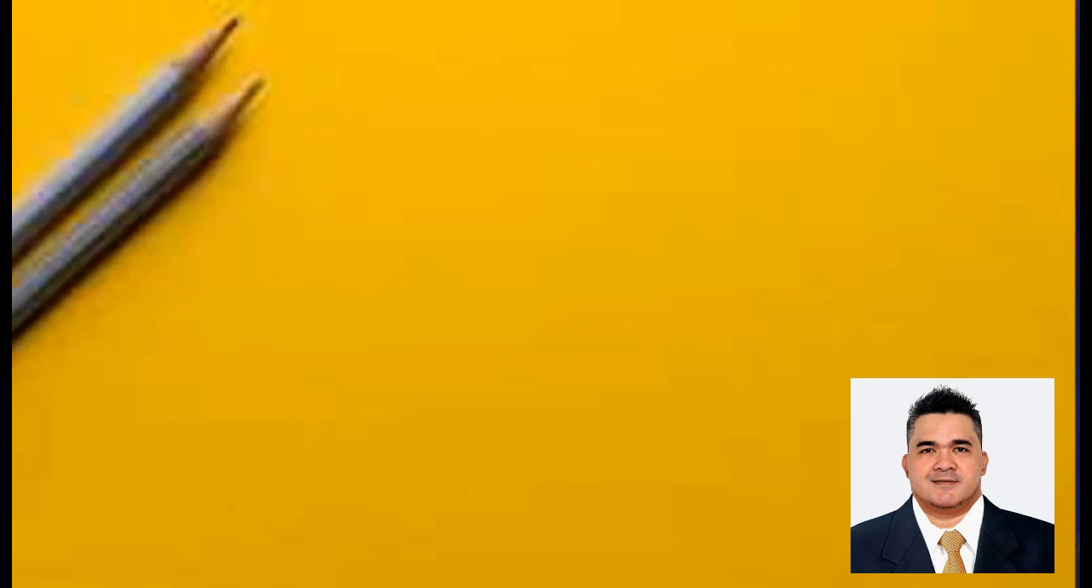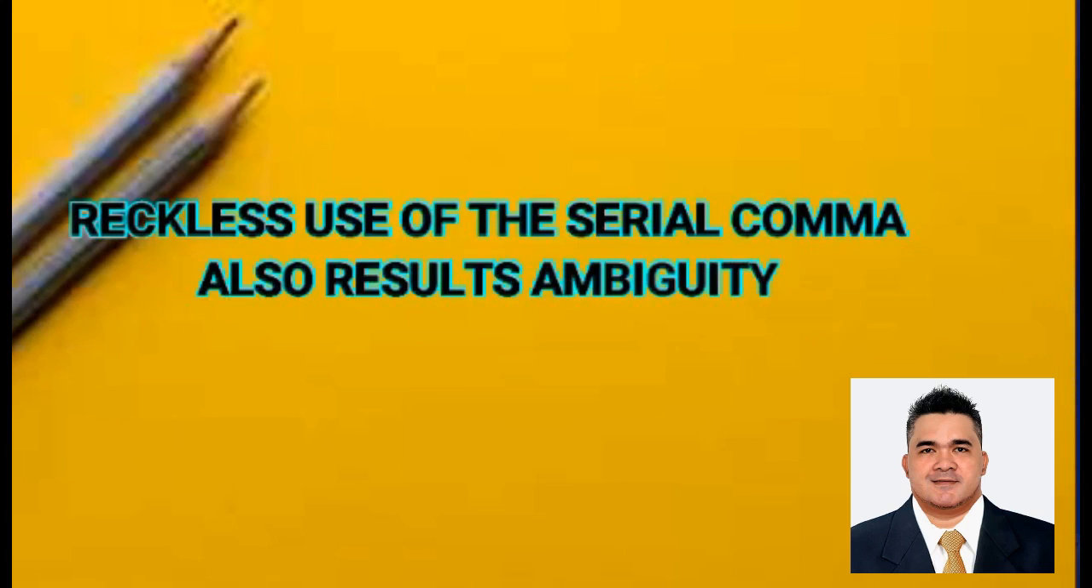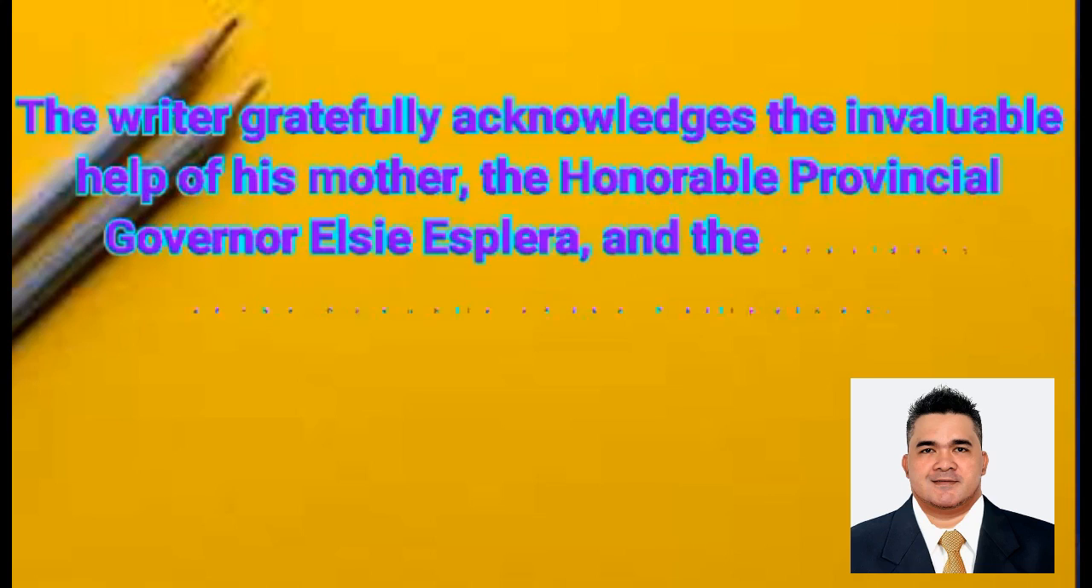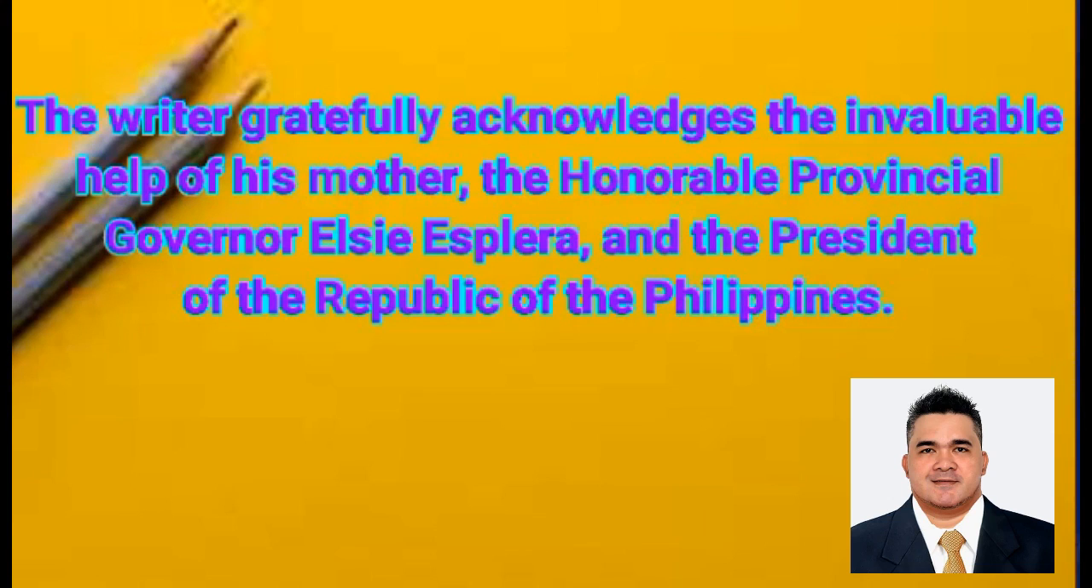On the other hand, reckless use of the serial comma also results in ambiguity. For example, the writer gratefully acknowledges the invaluable help of his mother, the Honorable Provincial Governor Elsie Esplera, and the President of the Republic of the Philippines. In this sentence, the author unwittingly made it appear that the Lady Governor is his mother when such is not the case.